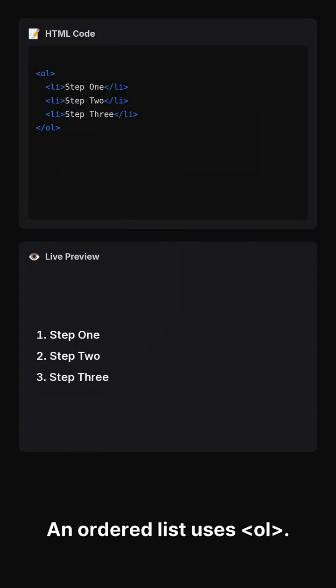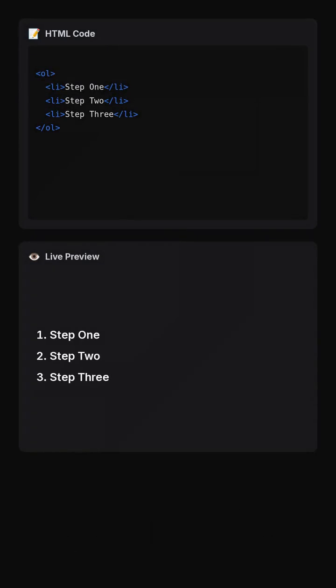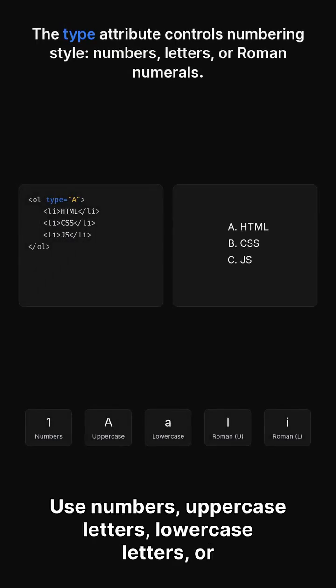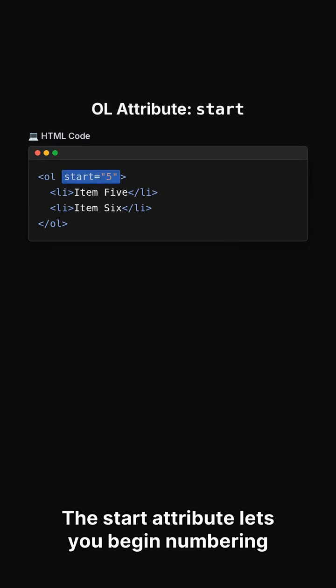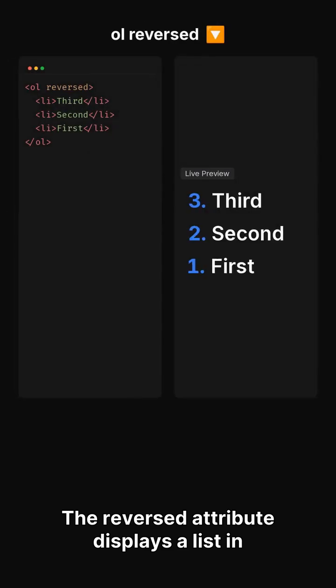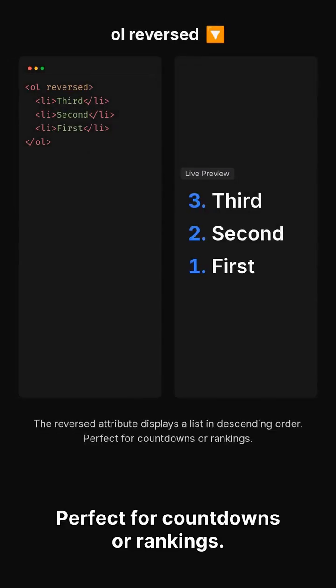An ordered list uses <ol>, it displays items in sequence with numbers or letters. The type attribute controls numbering style. Use numbers, uppercase letters, lowercase letters, or Roman numerals. The start attribute lets you begin numbering at any number. Great for continuing lists from earlier sections. The reversed attribute displays a list in descending order, perfect for countdowns or rankings.